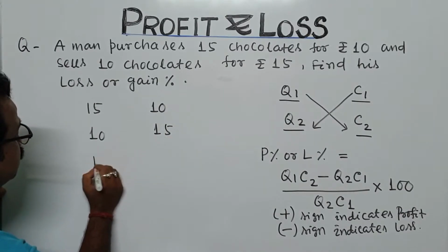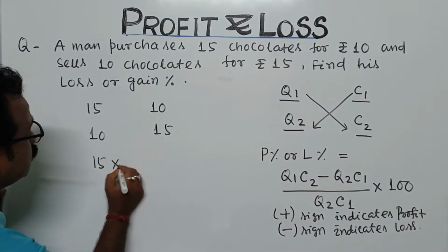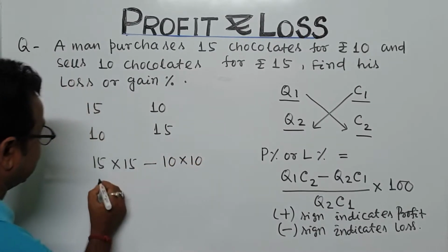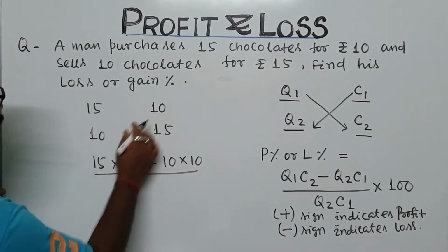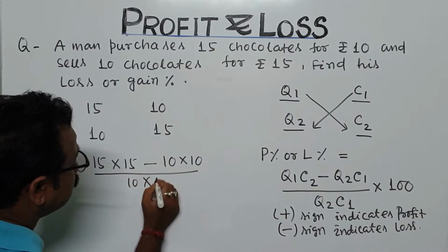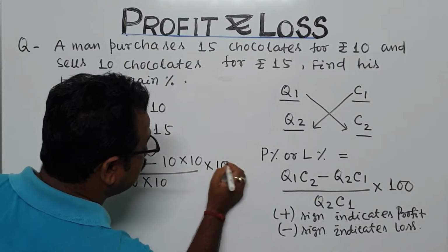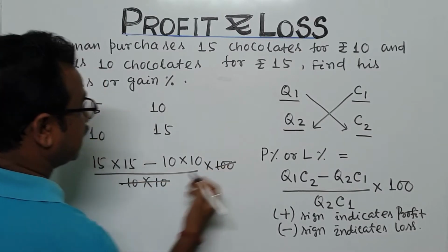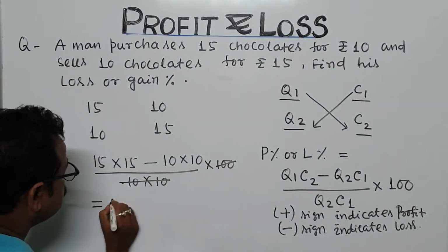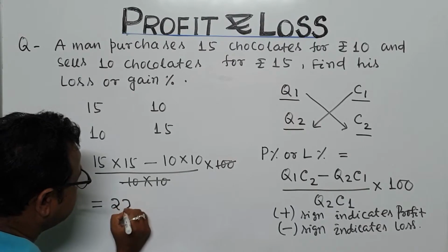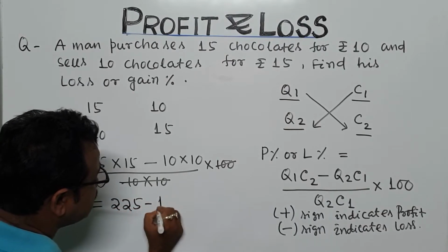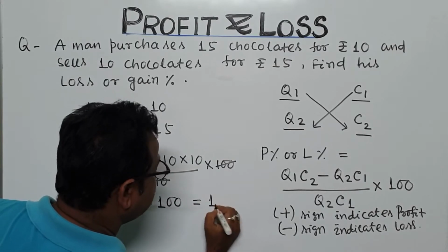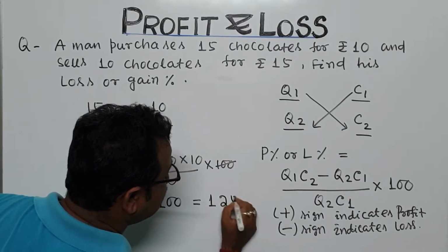So (15 into 15 minus 10 into 10) by (10 into 10) into 100. So 10, 10, 100, 100 cancel, which is equal to 225 minus 100, equal to 125.